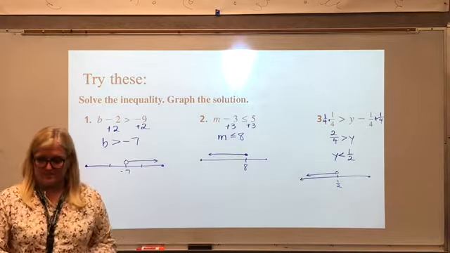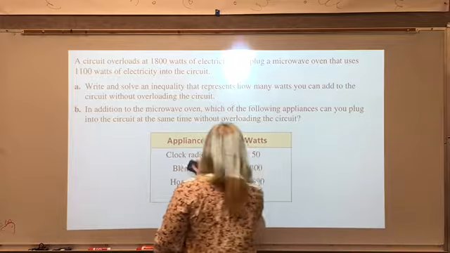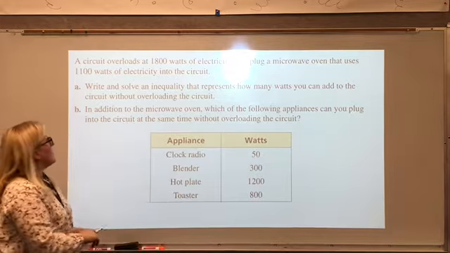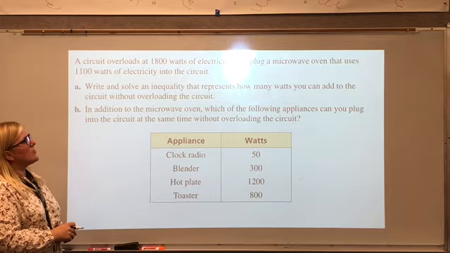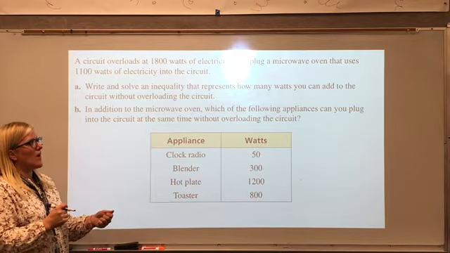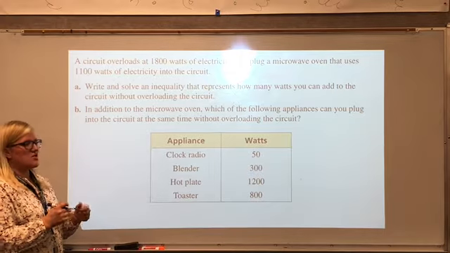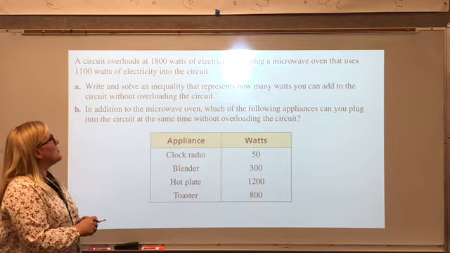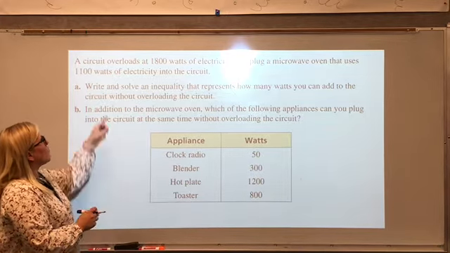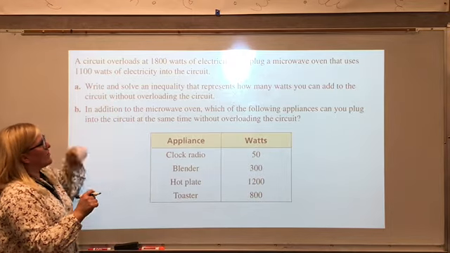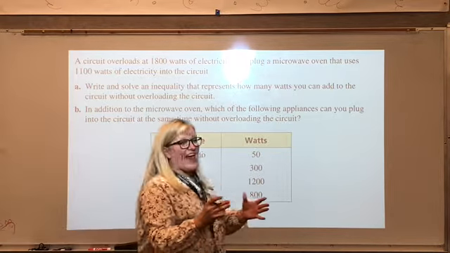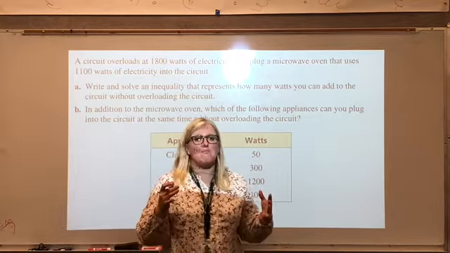Next we have a story problem. It says a circuit overloads at 1800 watts of electricity, and you plug in a microwave oven that is 1100 watts, which is a typical microwave oven, I think, into the circuit. Write and solve an inequality that represents how many watts you can add, keyword, to the circuit without overloading the circuit. Okay. Well, the absolute maximum watts that I can have in the circuit is 1800. So anything else needs to be less than that.